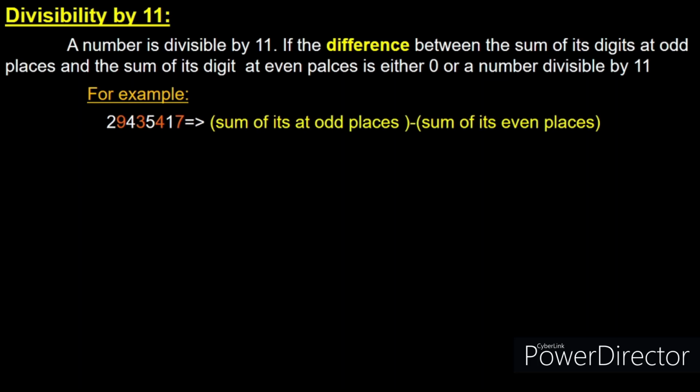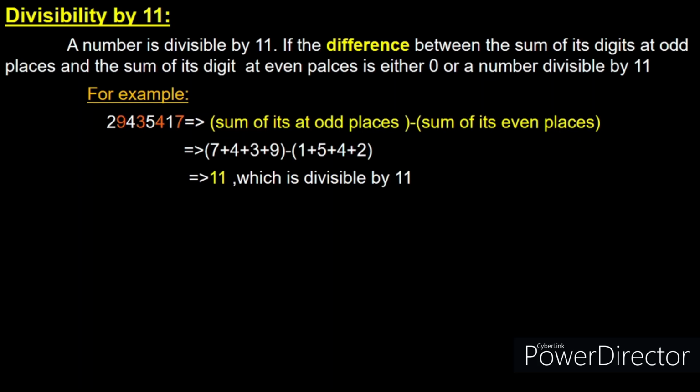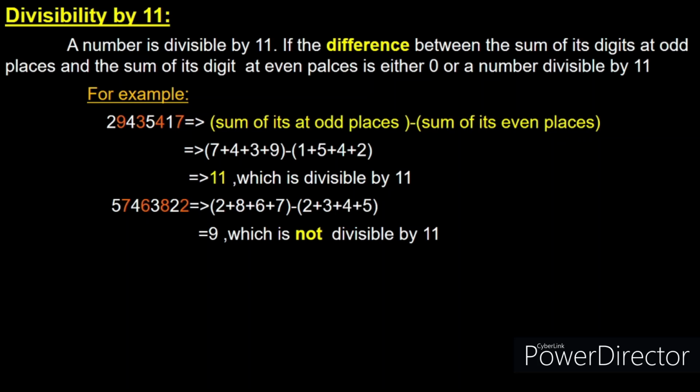So here is 294354517: sum of its odd places minus sum of its even places. This is a formula. In this we need to be careful, because we should not start at the beginning, we should start from the back. What I mean is 7 is in the 1st place, so 7 plus 5 plus 4 plus 3 plus 9 minus the even places 1 plus 5 plus 4 plus 2, right? The result is 11, which is divisible by 11. That is a simple one. And then this one also, 5 7 4 6 3 8 2 2. So 2 8 6 7 are the odd places minus even places. So the answer is 9, which is not divisible by 11, right?